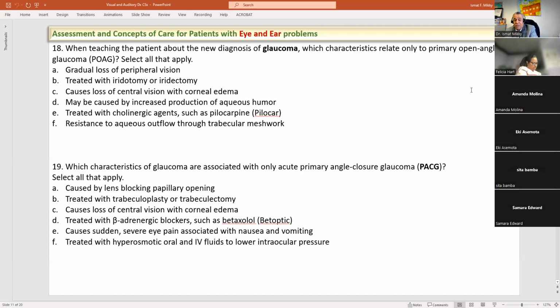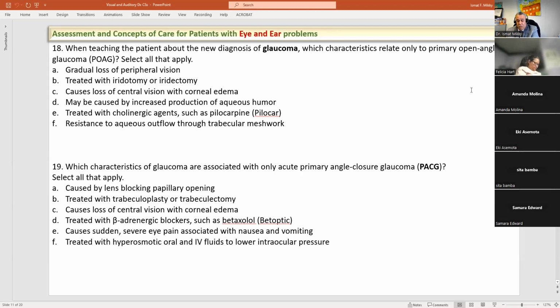And 18, another question about glaucoma, and this is open angle glaucoma. You will find that primary open angle glaucoma is associated with gradual loss of peripheral vision, increased production of aqueous humor, the fluid in the eye, and resistance to the aqueous outflow. There's some type of blockage within the eye and the meshwork. So the answer is A, D, and F.